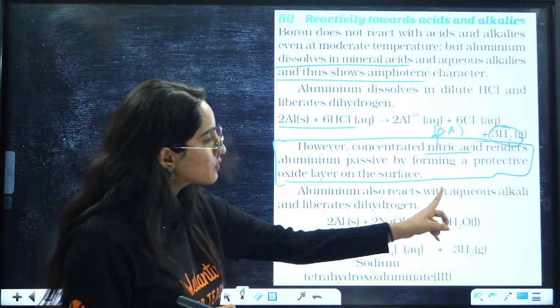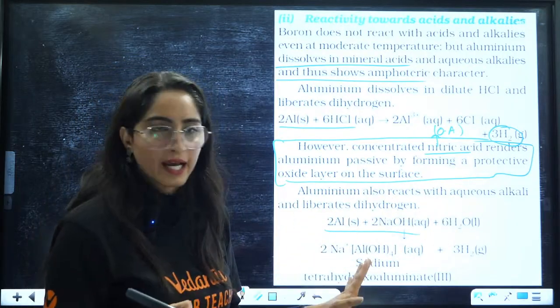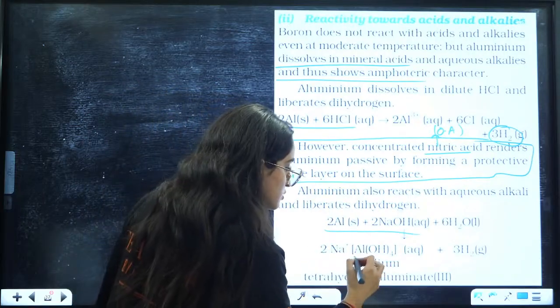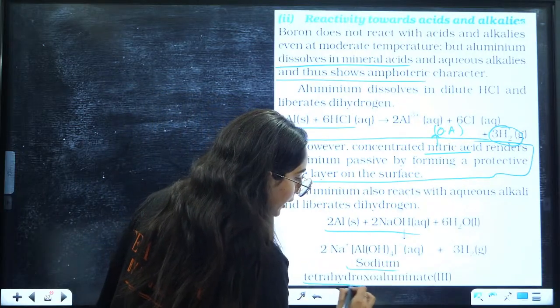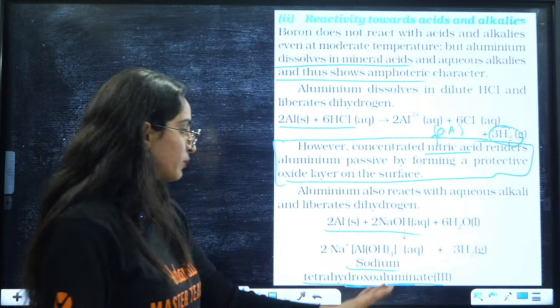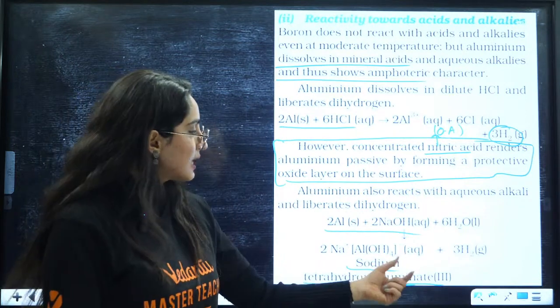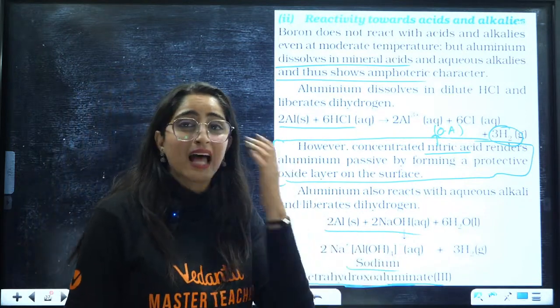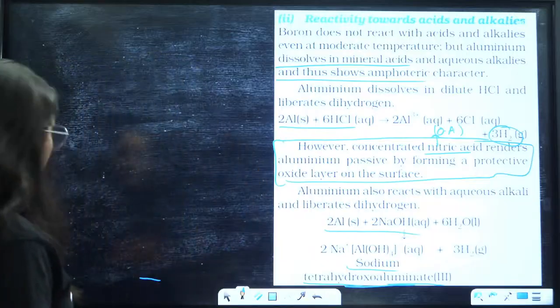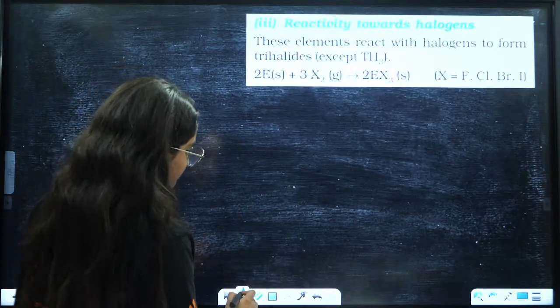Aluminium also reacts with aqueous alkali and liberates dihydrogen, right? Now this forms sodium tetrahydroxoaluminate, right? Basically you can just say aluminate is formed, right? Because of this we can say that aluminium is amphoteric in nature.